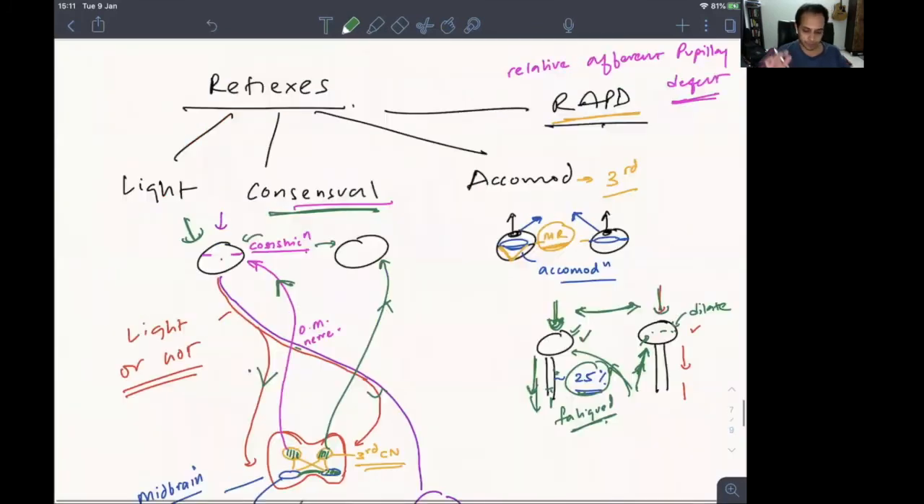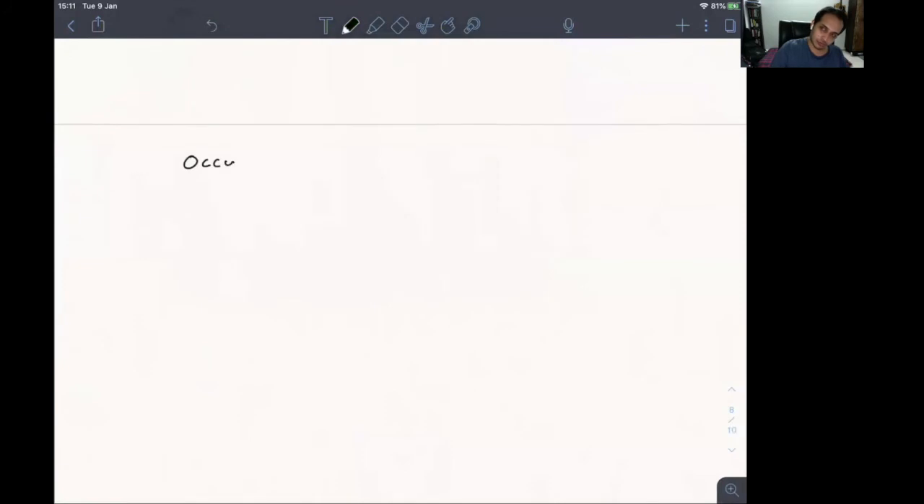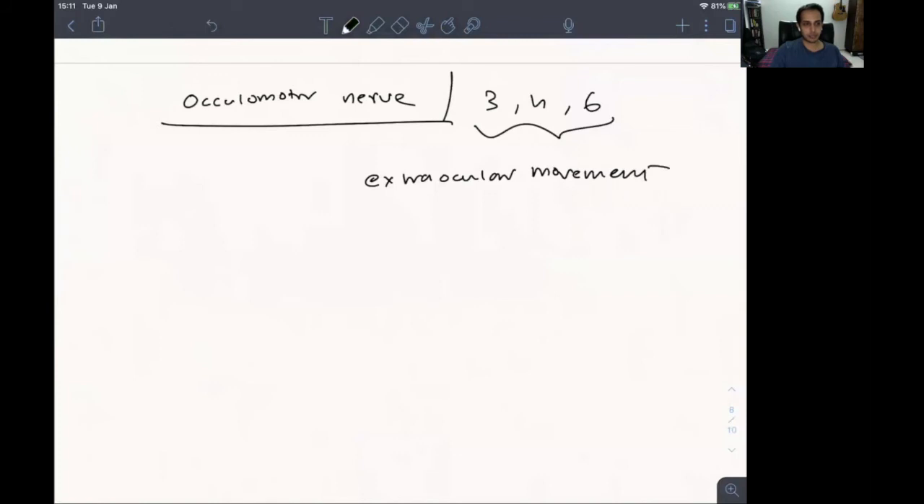Okay, fine. Now I'm moving on to the oculomotor nerve. I don't think we can complete all the cranial nerves today. So we don't take the oculomotor nerve in isolation. We take all the 3rd, 4th, and 6th nerves together and we check for extraocular movement.